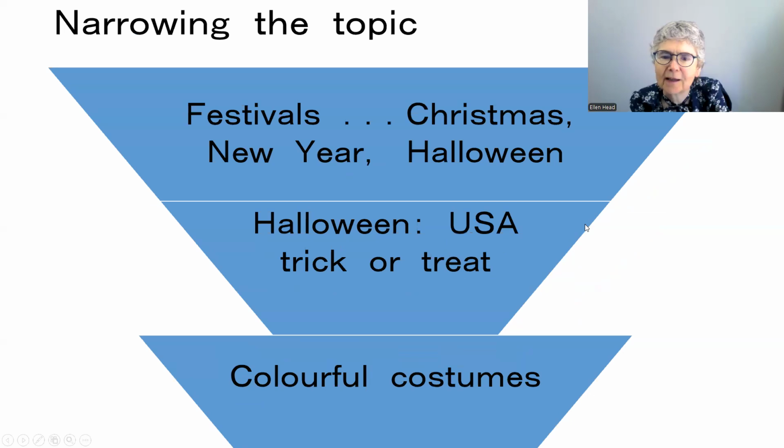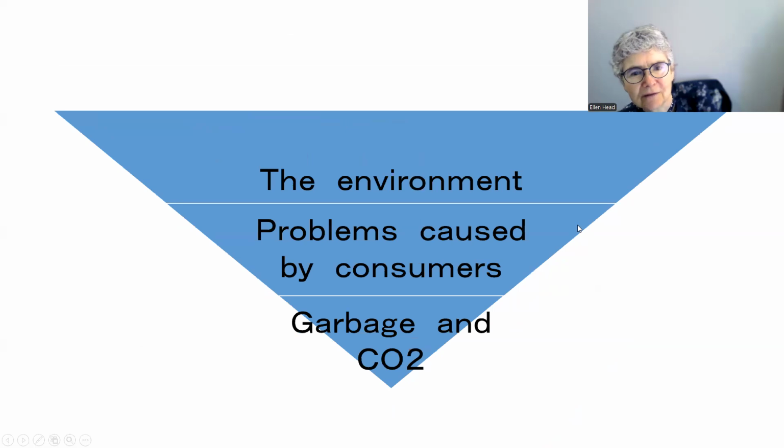And another final example is about festivals. So, okay, your teacher says, please write about a festival. Okay, I'm going to write about Halloween and then go into detail about the costume that you want to wear, for example. Those are ways of getting from a broad topic to something very specific.